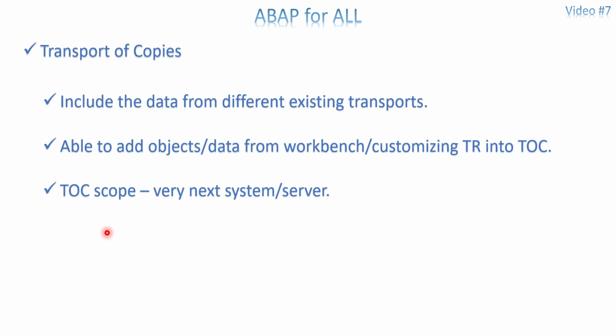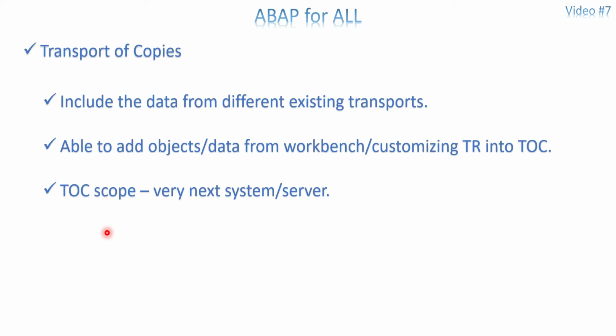Okay. Suppose I have a training system that is not coming under any transport layer. It's not mapped with the development system, maybe not mapped with the quality system. But I want to move some data or objects from my development system to the training system. In that case, I can create a transport of copies. Then I can include whatever object is required from my existing transport, and send it to a training system where it is not available in the transport layer. So this is one scenario.